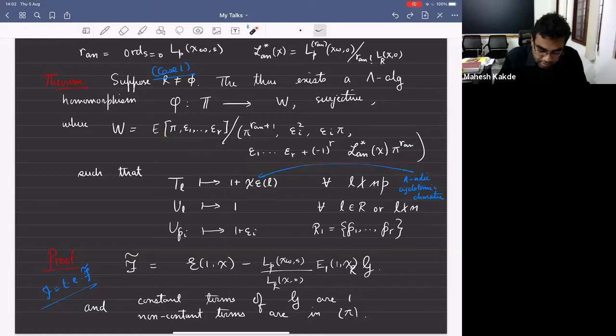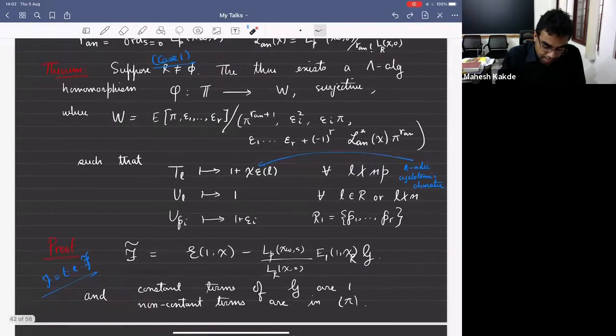Okay, so there are these relations: pi to the R n plus 1, epsilon i squared, epsilon i times pi, and the product. This is the most important relation: the product of all the epsilon i's is the analytical invariant times pi to the R n. So more or less that thing.